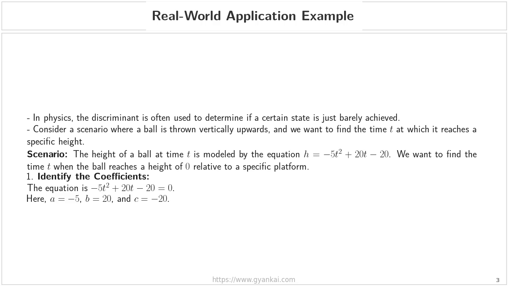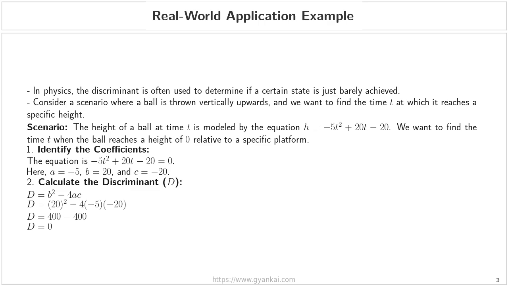First, we need to identify our coefficients. We set our equation equal to 0, so we have negative 5t squared plus 20t minus 20 equals 0. From this, we can clearly see that a equals negative 5, b equals 20, and c equals negative 20.